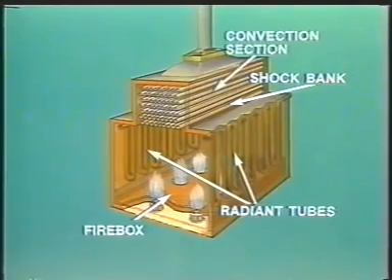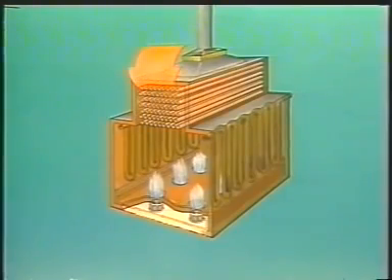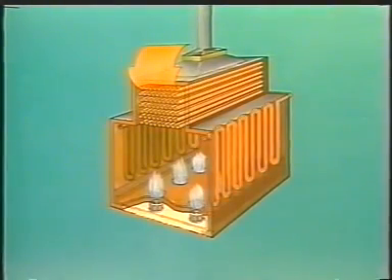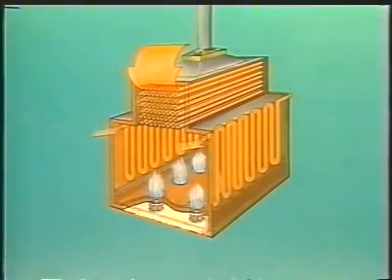Above the shock bank is the convection section, sometimes called the economizer section because it extracts heat that would be otherwise wasted. The tubes in this area are heated by the hot flue gases before they leave the furnace stack. The process flow is sent through the tubes and is quickly heated. It then flows out of the furnace to other process equipment.